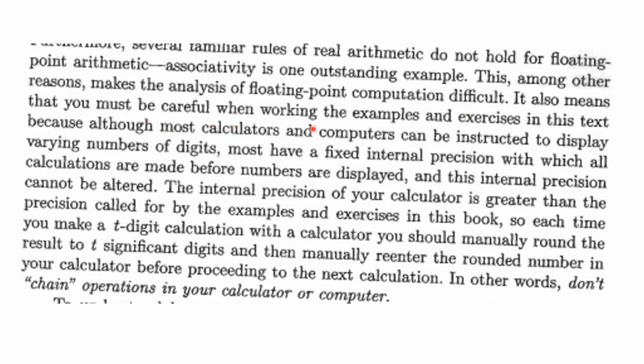It also means that you must be careful when working examples and exercises in some texts, because most calculators and computers can be instructed to display varying numbers of digits, but most of them have an internal precision at which calculations are performed before the numbers are displayed. And this internal precision cannot be altered. And so the internal precision of your calculator is greater than the precision called for by the examples and exercises in this book. So each time you make a t-digit calculation with a calculator, you should manually round it to t significant digits and then re-enter. In other words, don't chain operations on your calculator or computer in understanding these examples.